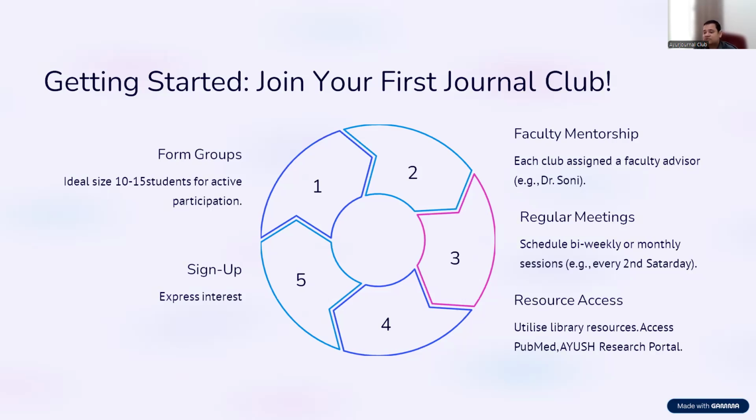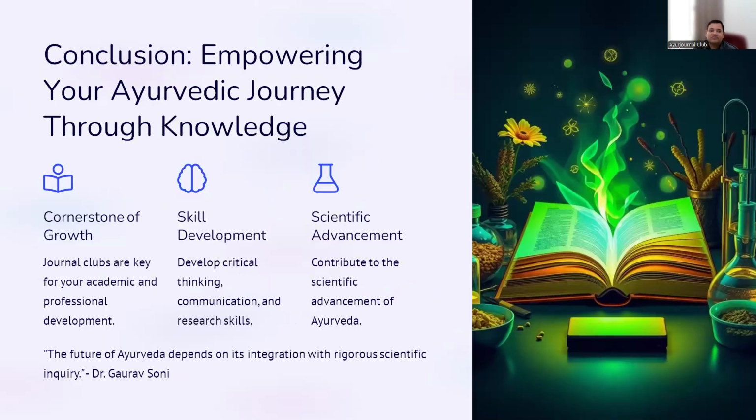Then there should be resource access. Your college library should have access to certain journals, like PubMed journals, ISSS portals, Scopus. Then we can form a small or large group of students as per their active participation, and we can gauge their interest. It can be a voluntary type of club, and we can include this in the non-lecture hours of our curriculum also.